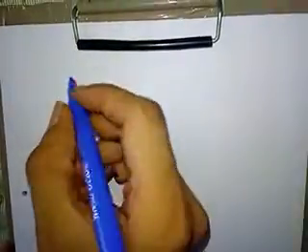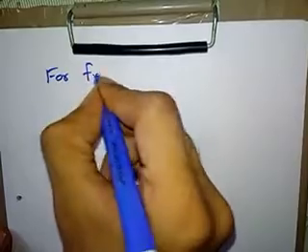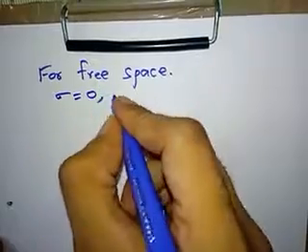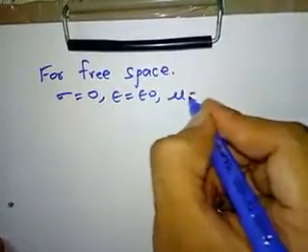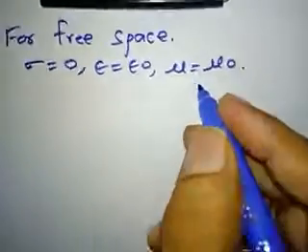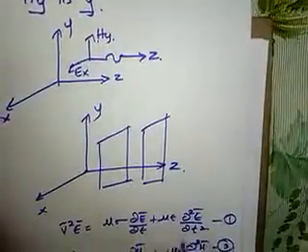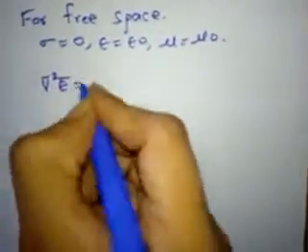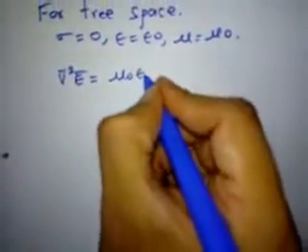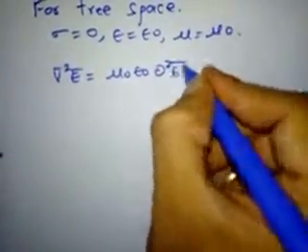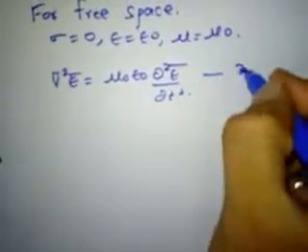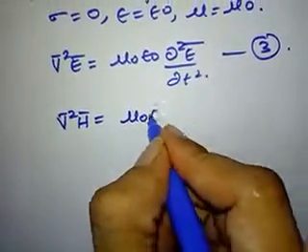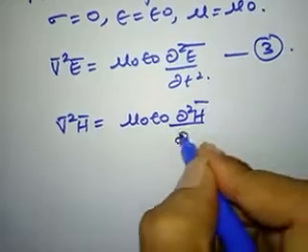Here, for free space, what are the parameters? Conductivity is 0, epsilon is equal to epsilon naught, mu is equal to mu naught. Substituting these values in equation 1, we have del square E bar is equal to mu naught epsilon naught dou square E bar by dou t square. Similarly, del square H bar will be equal to mu naught epsilon naught dou square H bar by dou t square.